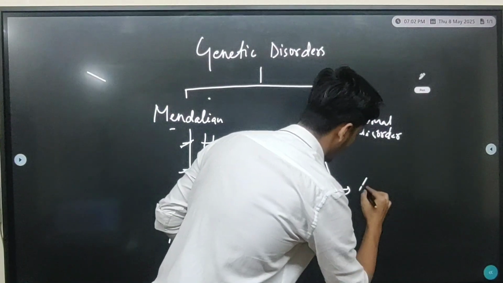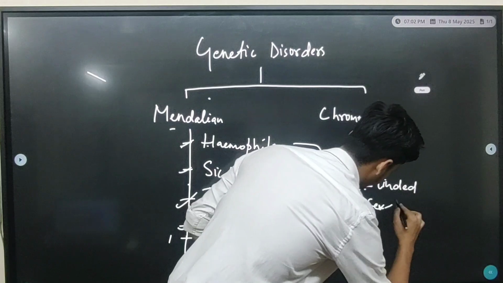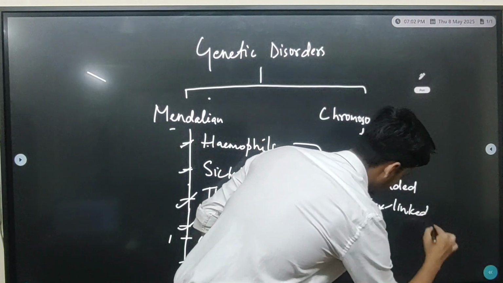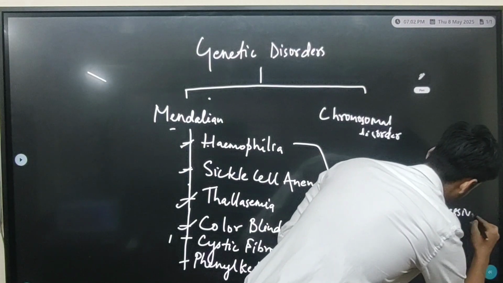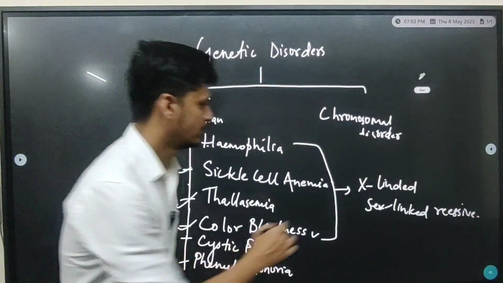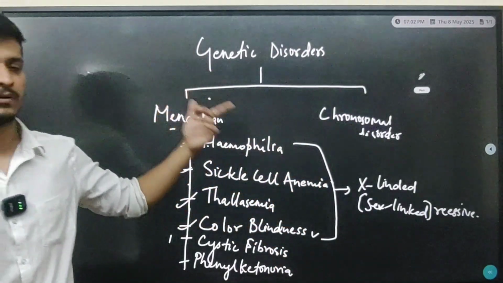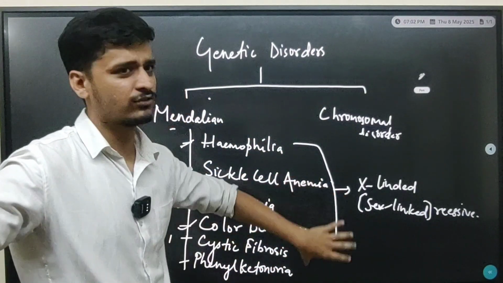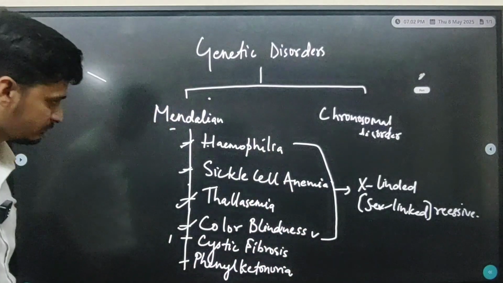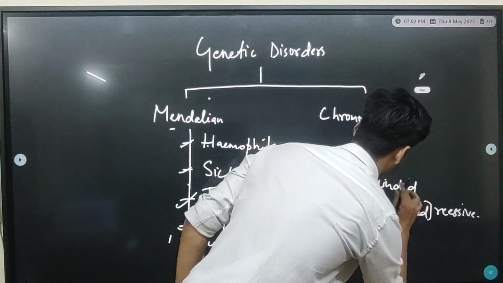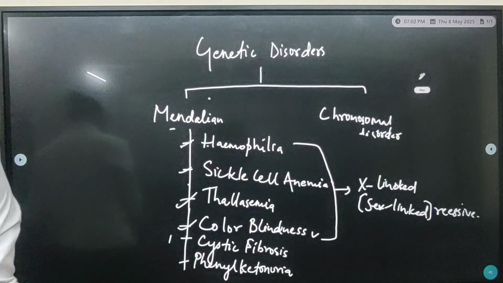These two are X-linked or sex-linked recessive disorders. What is X-linked or sex-linked recessive? There will be presence of an extra X chromosome, or there will be a mutation on the X chromosome, right? So the first one is hemophilia.